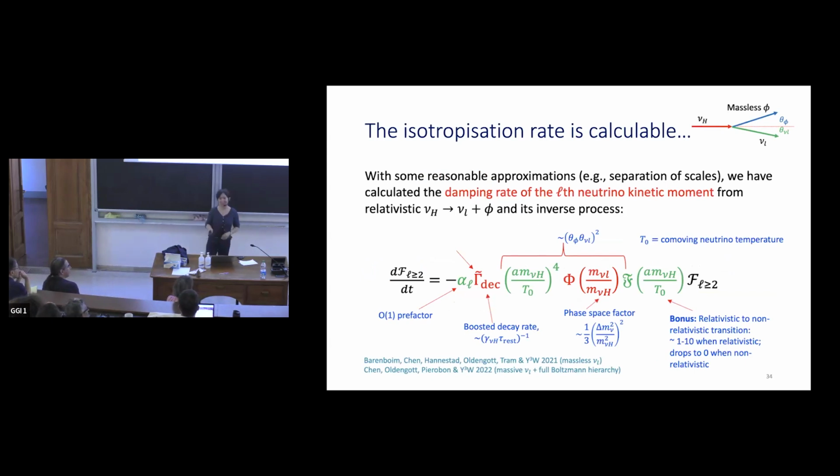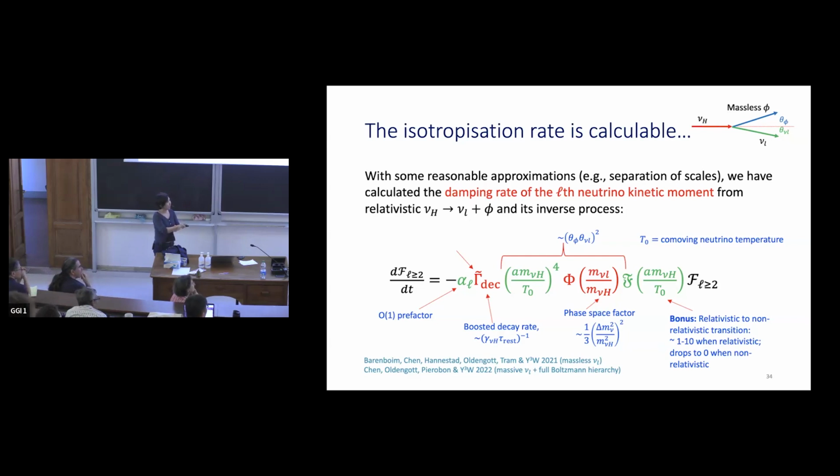And in fact, with a bit of algebra and all that, you can even write down a rather neat damping equation for the anisotropic stress, like so. So this is F_l for l larger than or equal to 2, so that's the multipole moments. This is in the form of an exponential damping, so I have a minus sign over here, and all of this horrible looking thing here is basically the inverse of the isotropization timescale. There's a prefactor, which is order 1. This here is the boosted decay rate, and all of these terms over here are essentially just the emission angles that we talked about before. Okay, these two emission angles squared.